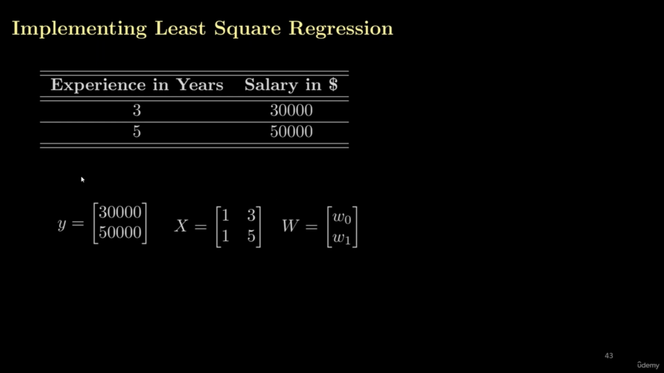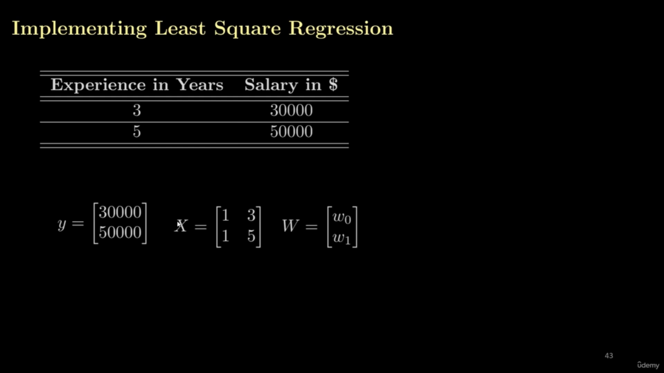So Y matrix is the matrix of target variable. So my Y matrix will be obtained from this column. It has two values, 30,000 and 50,000. Next, we have a feature matrix. We have only one feature. The values are 3 and 5. So these two values are at the second column of X. Then we have only one weight because we have one feature, and we have one bias. So this is our weight or W matrix.